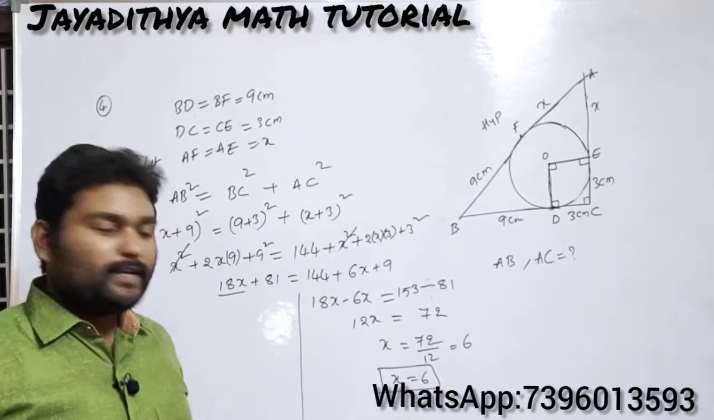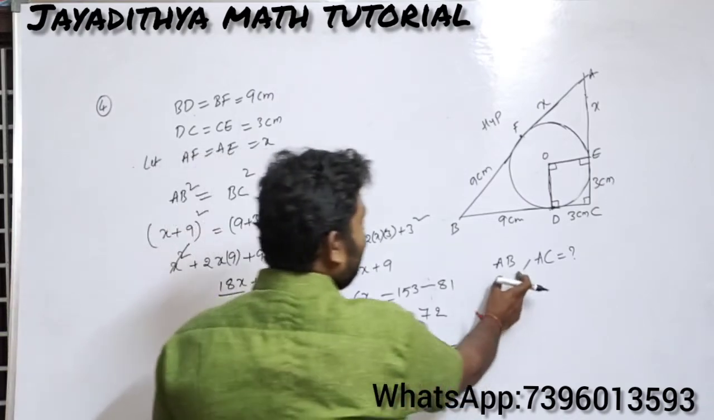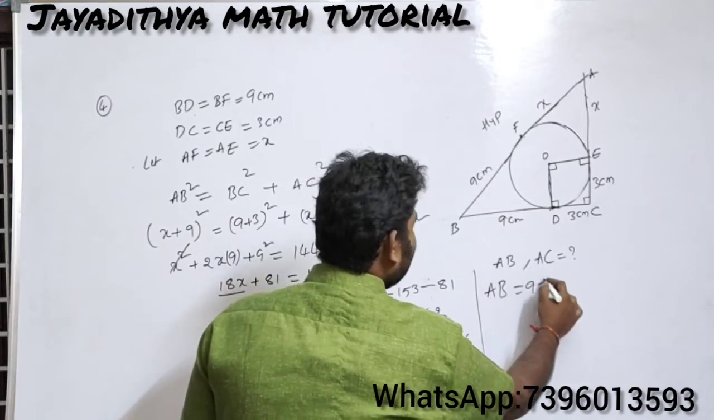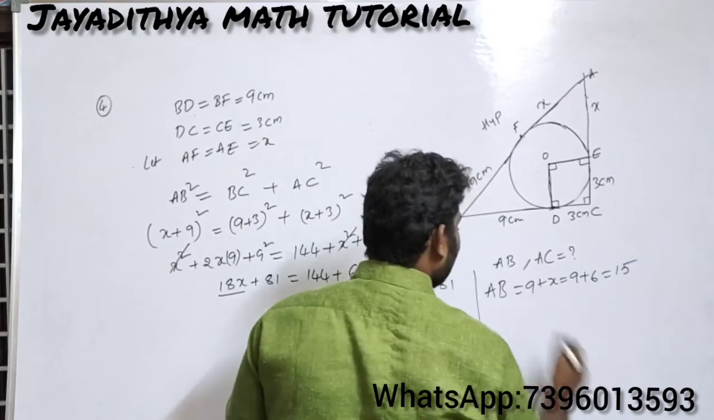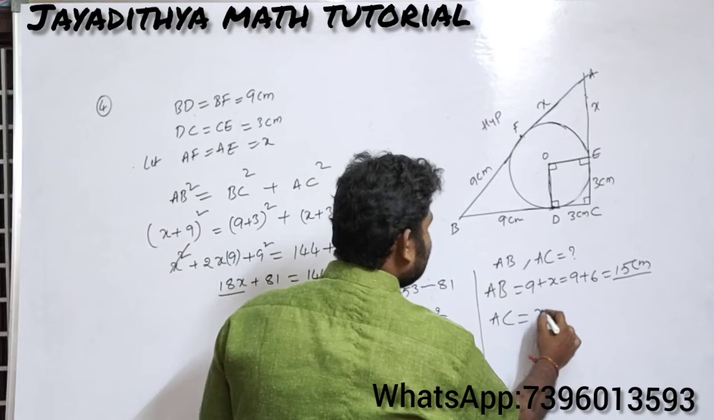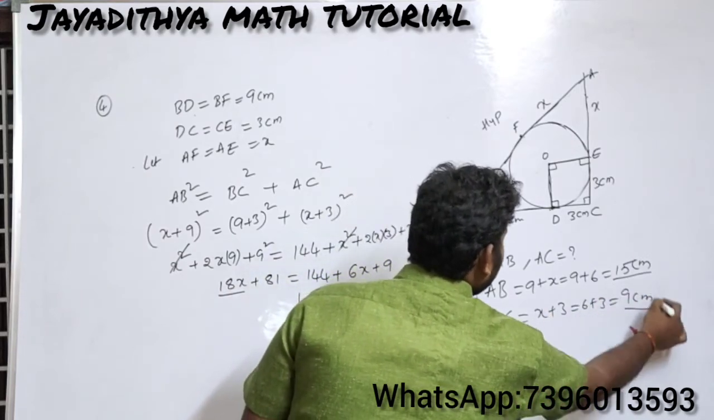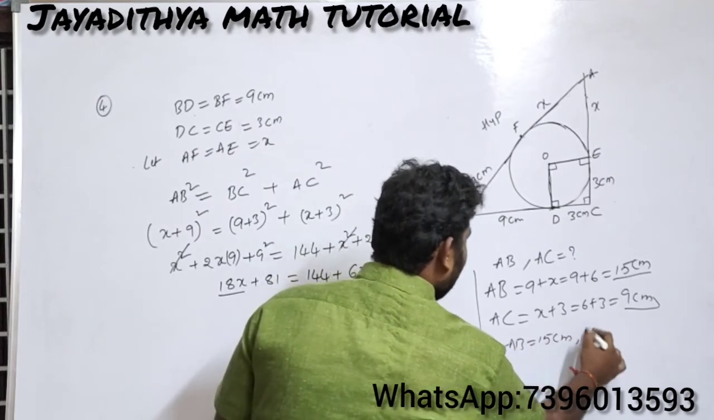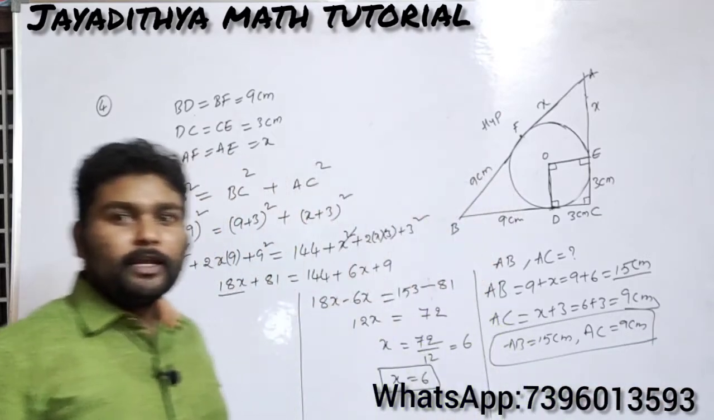Is the problem completed by taking the value X is equal to 6? No. Actually, what we need to find here? We need to find the values of AB and AC. What is AB here? AB is equal to 9 plus X. This will become 9 plus 6, which is equal to how much? 15. So AB is equal to 15 centimeters. In the same way, AC is equal to X plus 3, that is equal to 6 plus 3, which is equal to 9 centimeters. Therefore AB is equal to 15 centimeters, AC is equal to 9 centimeters. That is our answer. Clear now?